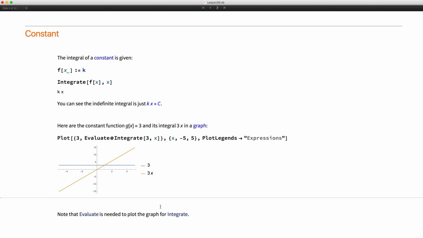So here is a picture of the function and its integral. And notice that I'm putting the Evaluate over here inside the plot, and that's because I'd like Integrate to do its work before Plot does the plotting.